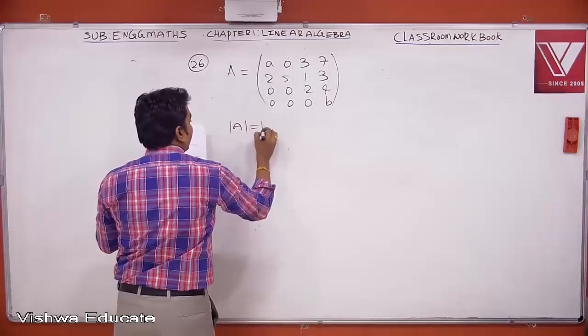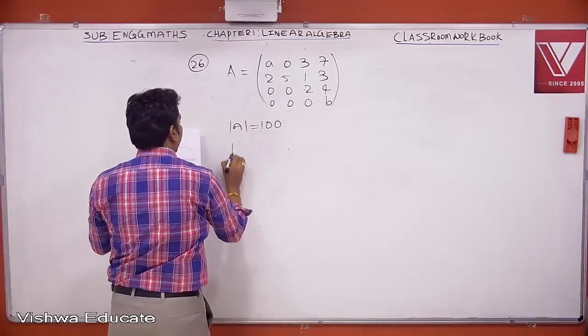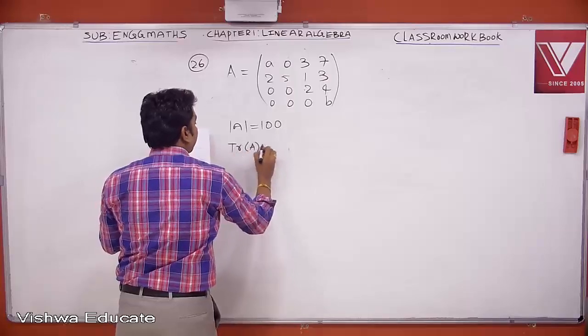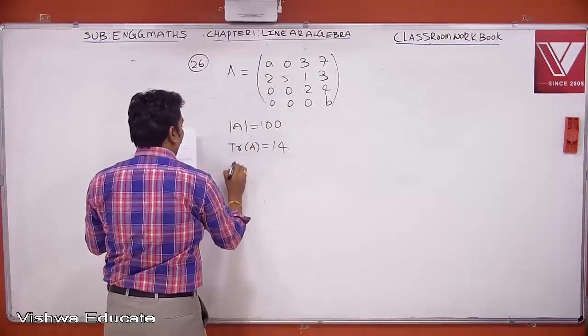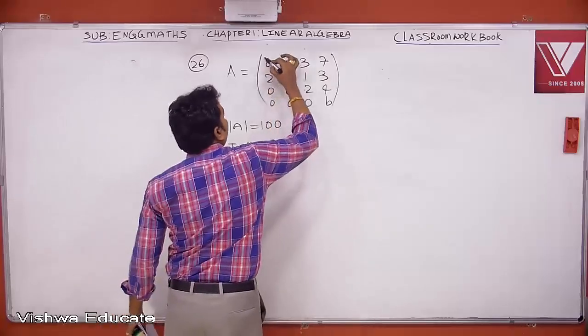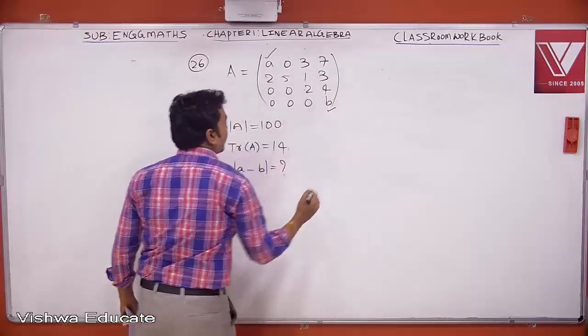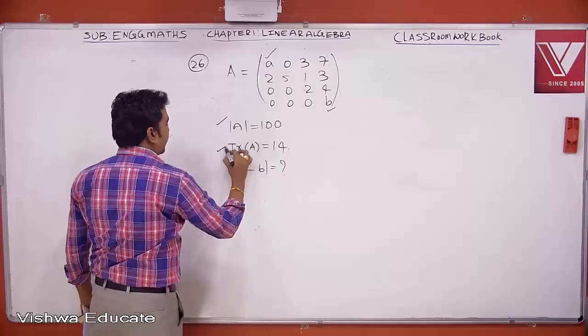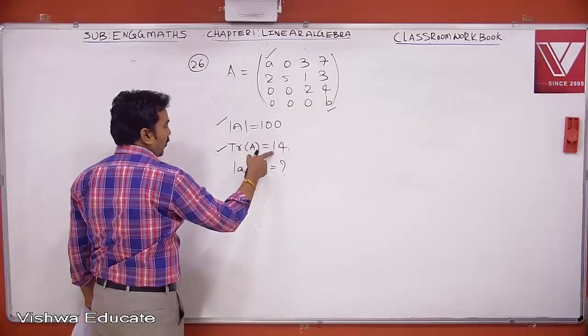So one is the determinant value. Det A is 100 and trace of this matrix equal to 14. And they were asking what is modulus of A minus B. So two elements were missed. One is small a, another is small b. So two properties are given. Det A equal to 100, trace A equal to 14.